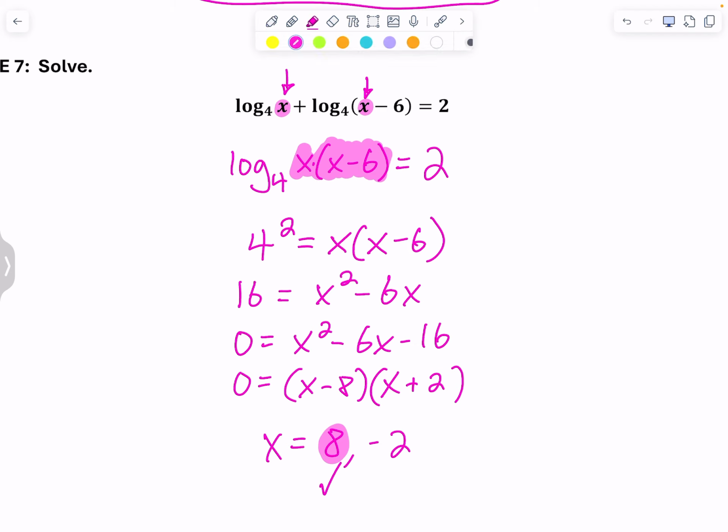Okay, the next thing I have to do is plug in that negative 2. And it dies right here, right there at that x. If I plug in negative 2, I get log base 4 of negative 2. That's a problem. So I just mark it out. It wouldn't have worked in the other one either, right? Negative 2 minus 6 is negative 8. So you have to think about, what if I plug it back in? If I get a negative inside the log, that answer doesn't count. It's not going to work.